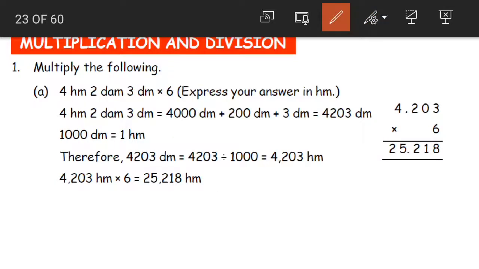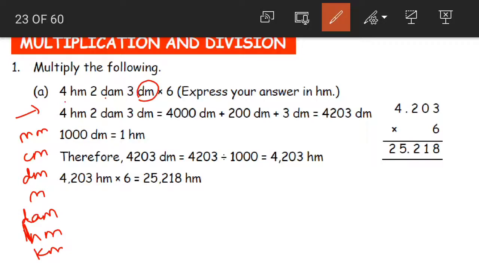So, there are two ways to solve this question. The first one is given in the question. The smallest unit in these three. What is the hierarchy, children? First we have millimeters, centimeters, decimeters, meters, decameters, hectometers, and then we have kilometers, HM and KM. Yes. So the smallest one here is DM, decimeters. So we'll convert all the remaining also into decimeters.